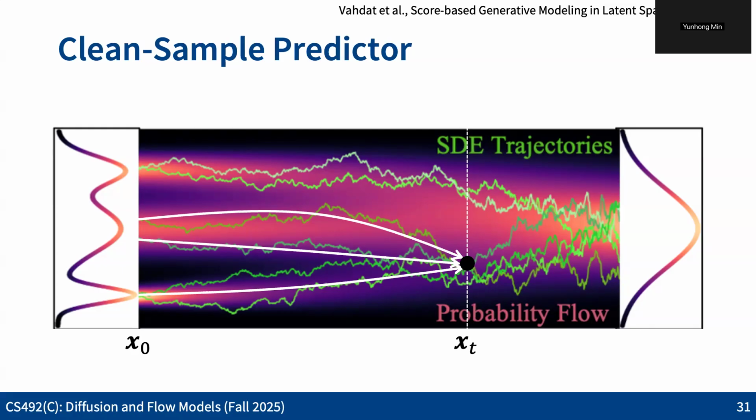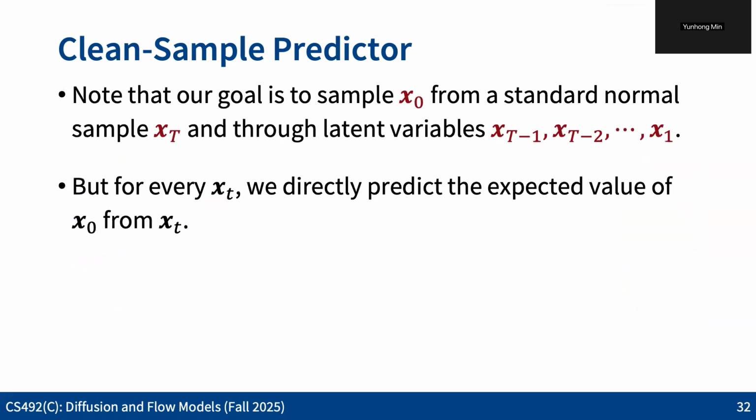So if we consider this clean sample predictor, the interesting point is that, if we recall the goal of the diffusion model, we are going to sample the x0 in an iterative way, right? That's the idea of recursive sampling in the diffusion models. Starting from the x capital T, we are recursively sampling the xt minus 1, t minus 2, all the way to the x0, right? Which means that at the intermediate step, we don't know what x0 we're going to get. It's iterative steps, right?